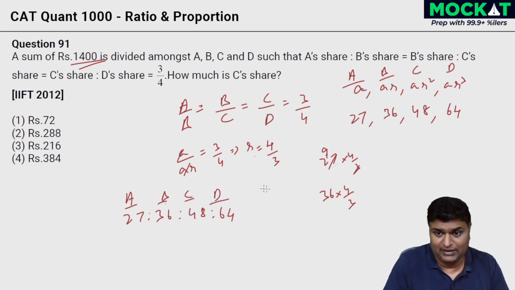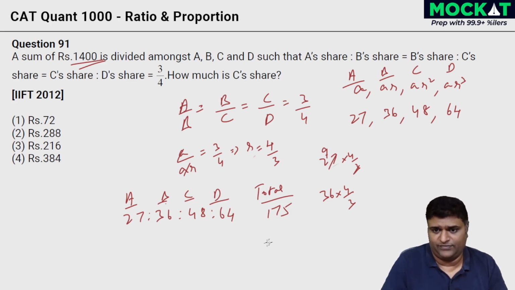And if that is the case, then the total over here is coming to 64 plus 36, right? I would want to add B and D first. That comes to 100. 48 plus 27 is coming to 75, 175. If this 175 is actually a total of 1400, right? This is coming to 1400. Then how much is C's share? C's share is what I have to find.